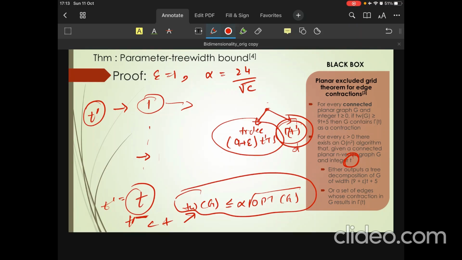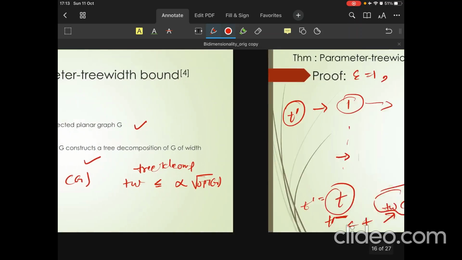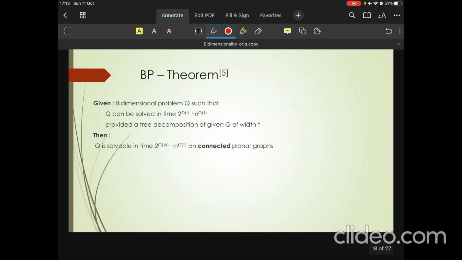So we know that we'll end up with a tree decomposition with tree width less than or equal to alpha times the optimal value of G, and it runs in order n square times t. So it's again polynomial in n square and t. So this is our algorithm.